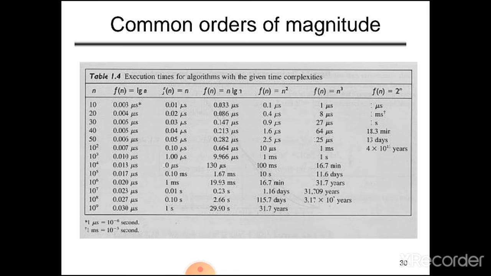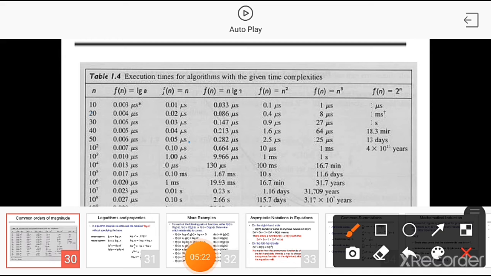If n is equal to 10, then log n will be 0.00 microseconds. N value is 0.01 microsecond, and n log n will be 0.033, and for n square it is 0.1 microsecond, n cube is 1 microsecond, and 2 raised to n is infinity. So as we increase the n values, all these values will increase.